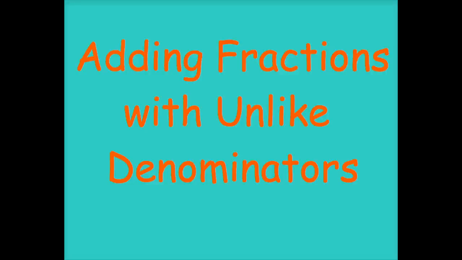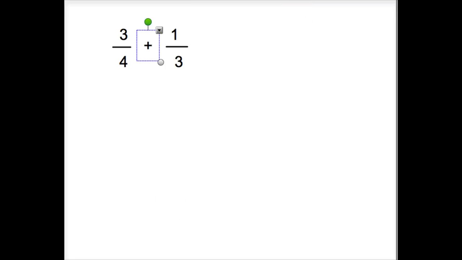Today in class we were adding fractions with unlike denominators. We're going to practice a little bit right now. If we have the fractions 3/4 plus 1/3, the denominators are not the same. We can circle the denominators and we have 3 and 4. Our first step is, if they are different, we have to find a common denominator.